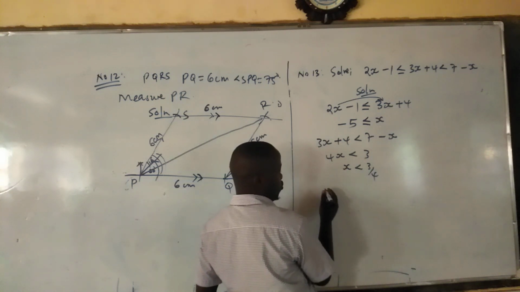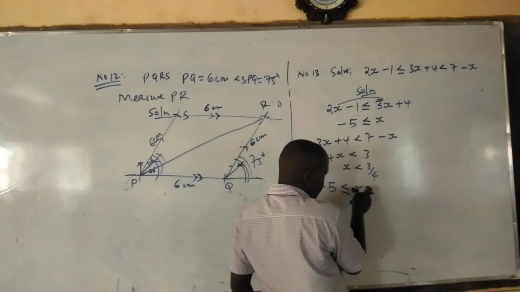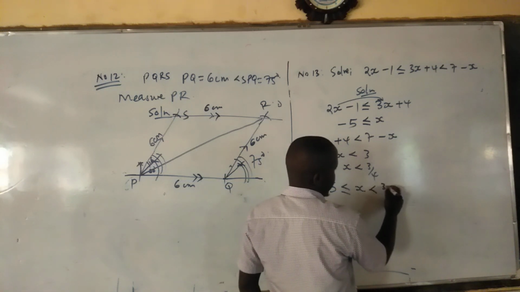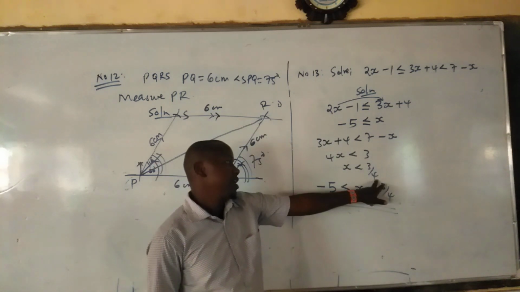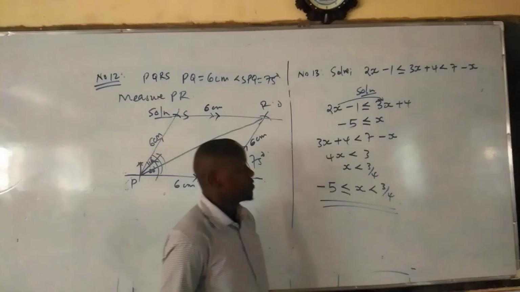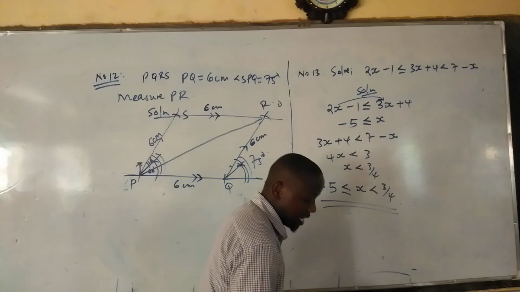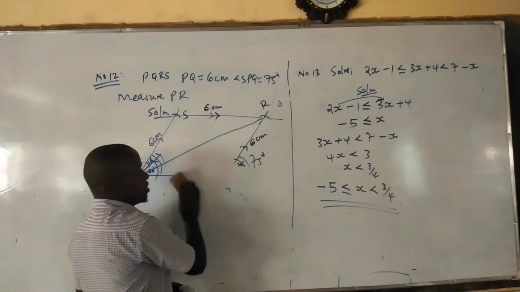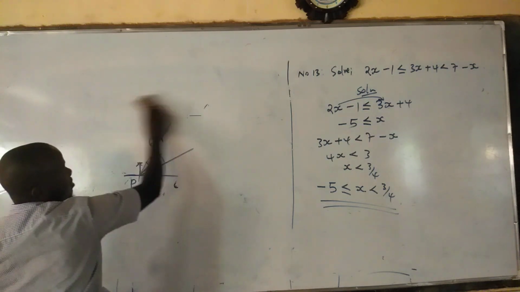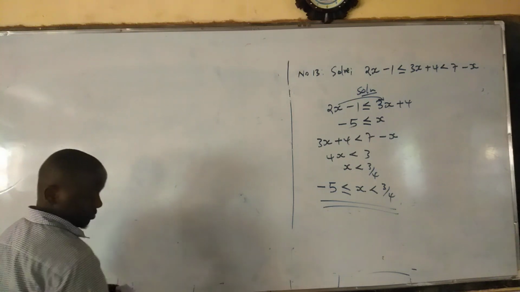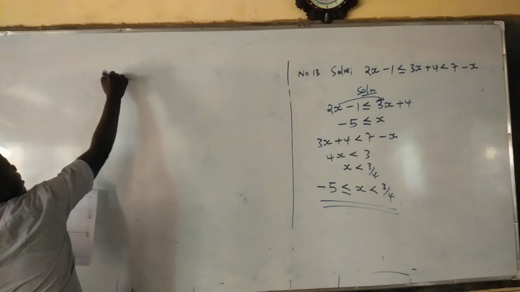Therefore, now combining the two, we have minus 5 less than or equal to x, and x less than 3/4. So that is how the inequality was solved. Nobody has said we state the integral values. Therefore, we just leave it at that stage. I'd like to go to number 14 of the same paper.